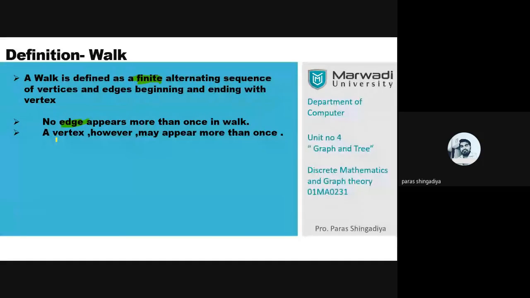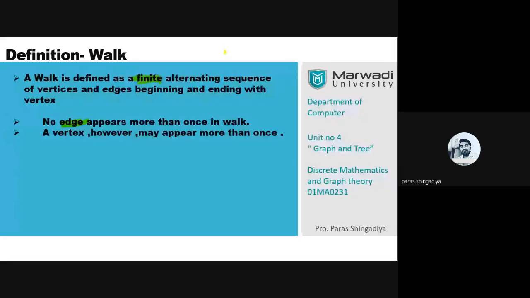So can a vertex appear more than once? You can visit the same place again via a different route, but you cannot use the same edge again to visit another place. If you have used one place, then you can reach back again via another route, another way. But the same route you cannot use. You can use the path only one time, but you cannot use the same path again to reach back. So an edge cannot appear more than once, but a vertex can appear more than once.